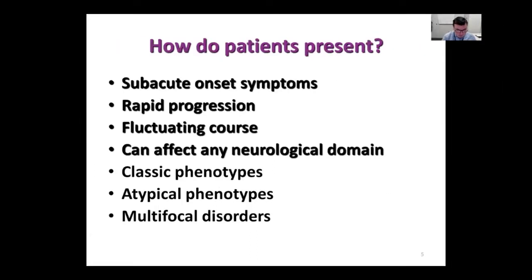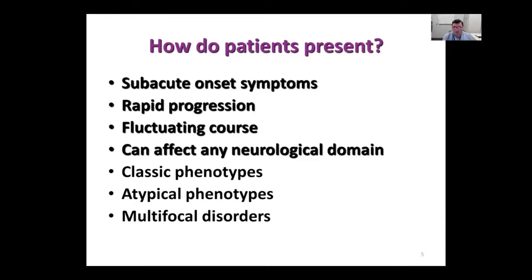So how do these patients present? Well, in general, most patients present with a subacute onset of symptoms, so symptoms occurring over days to weeks, and the progression of these disorders tends to be rapid. Sometimes patients will report having had spontaneous improvements or remissions in their symptoms. The clinical course itself may be fluctuating.